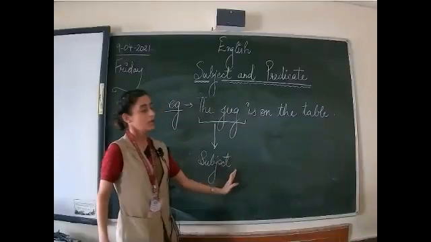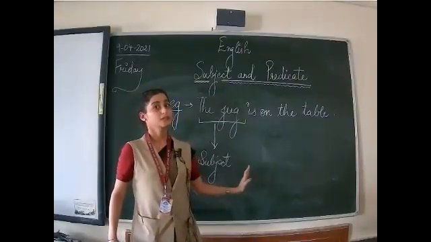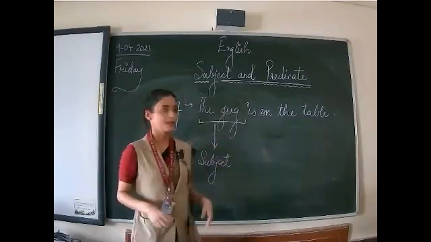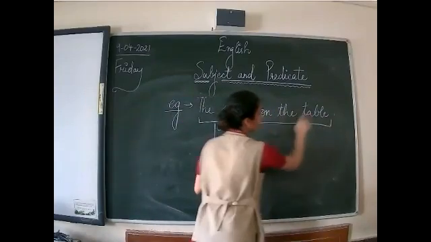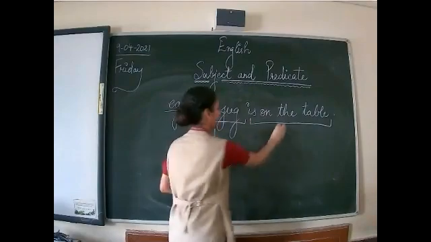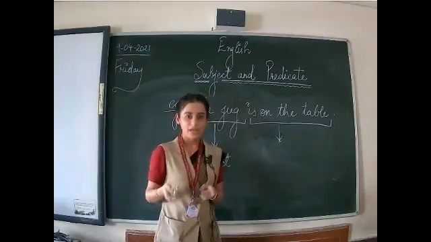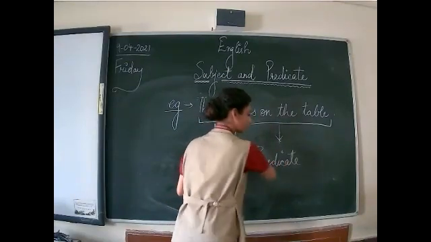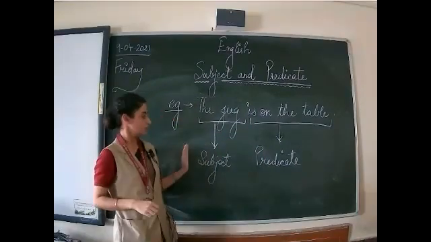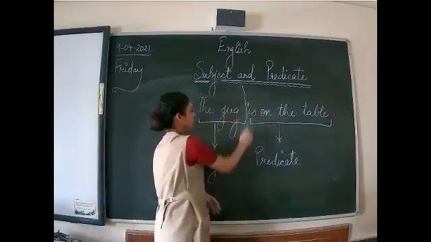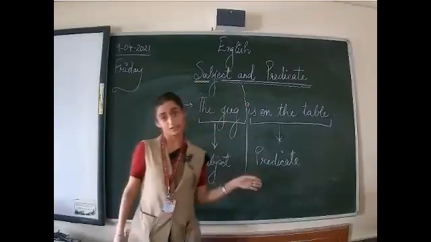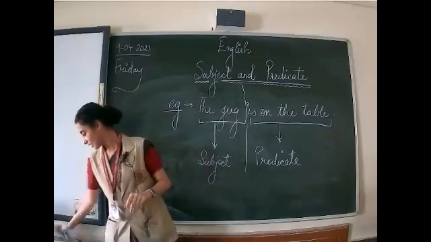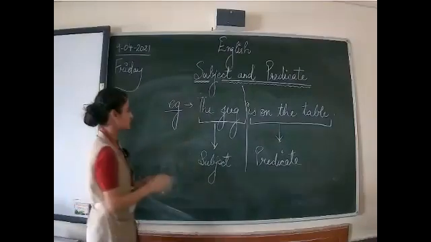So this is your subject. And what is your predicate here? Where is the jug? Is on the table. What is this? This is your predicate. The jug is on the table. So here is the division. We have divided the sentence into two parts. Clear? I'll erase this.